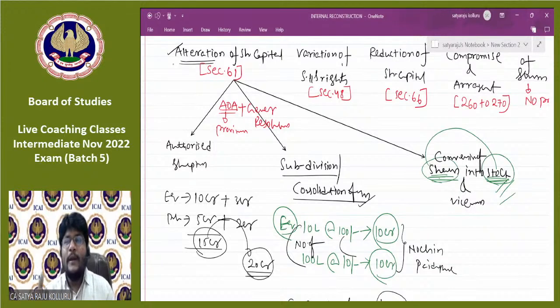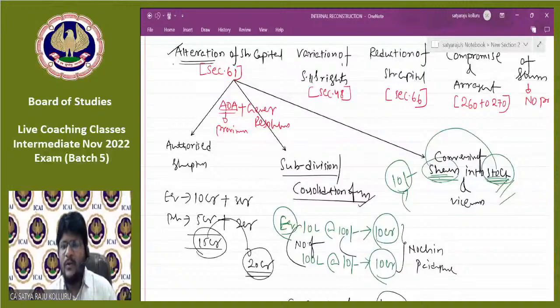But only fully paid up shares we can convert into stock. A fully paid up share means, for example, 10 rupees is the face value. If you have already collected 10 rupees from that particular shareholder, then only you can convert such a share into stock. Do you understand? Okay, that means a partly paid up share cannot be converted into stock. So such minimal differences and certain important issues are there between share and stock.